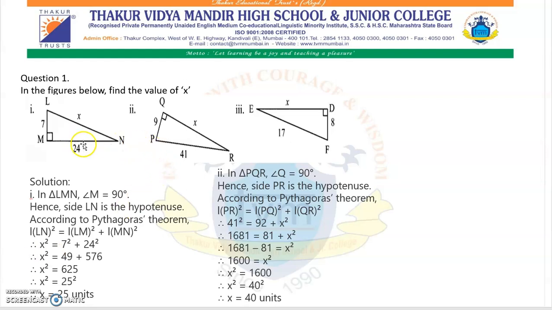Now let us see these figures given below. Here we have to find the value of x. In the first figure, side 1 is given, side 2 is given, hypotenuse we assume the value x.